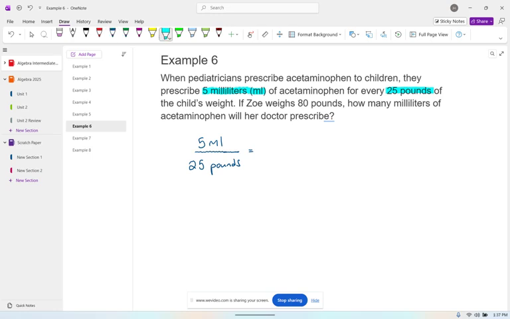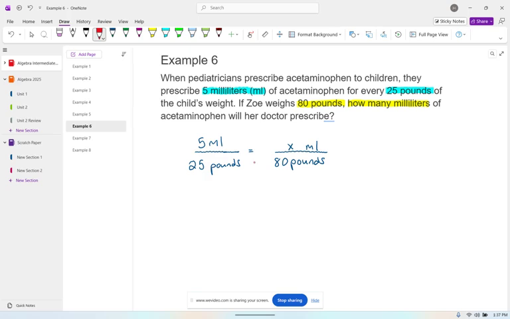We're going to keep reading, and it says if Zoe weighs 80 pounds, how many milliliters of acetaminophen will her doctor prescribe? So we see that 80 pounds. We want to make sure that that's lined up across from the 25 pounds in the first ratio. And then our unknown will be our X milliliters.